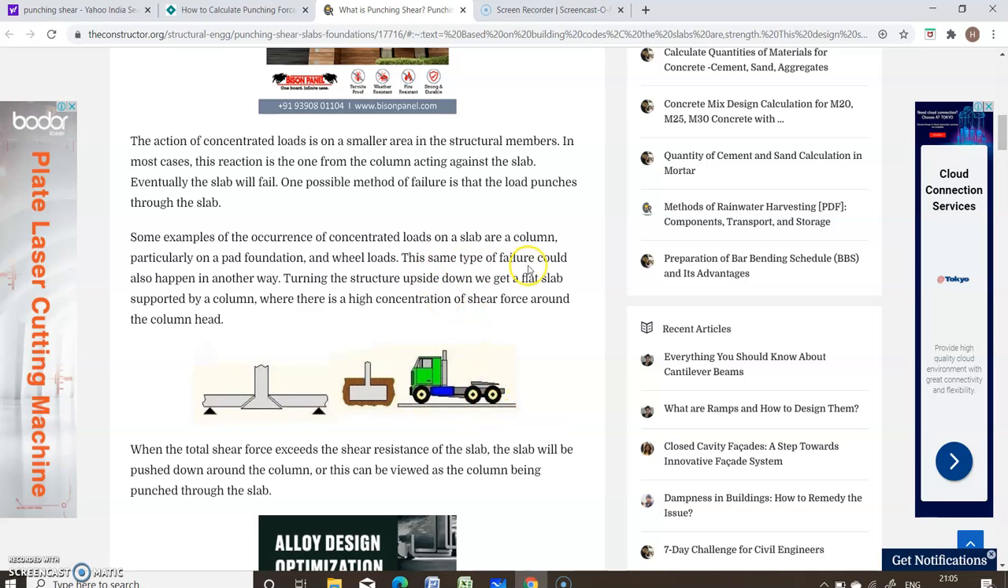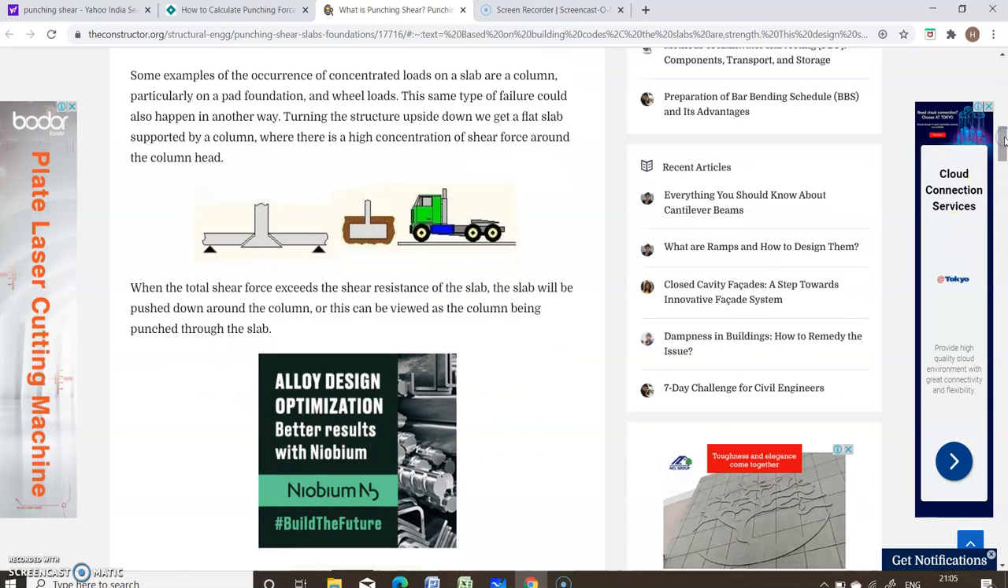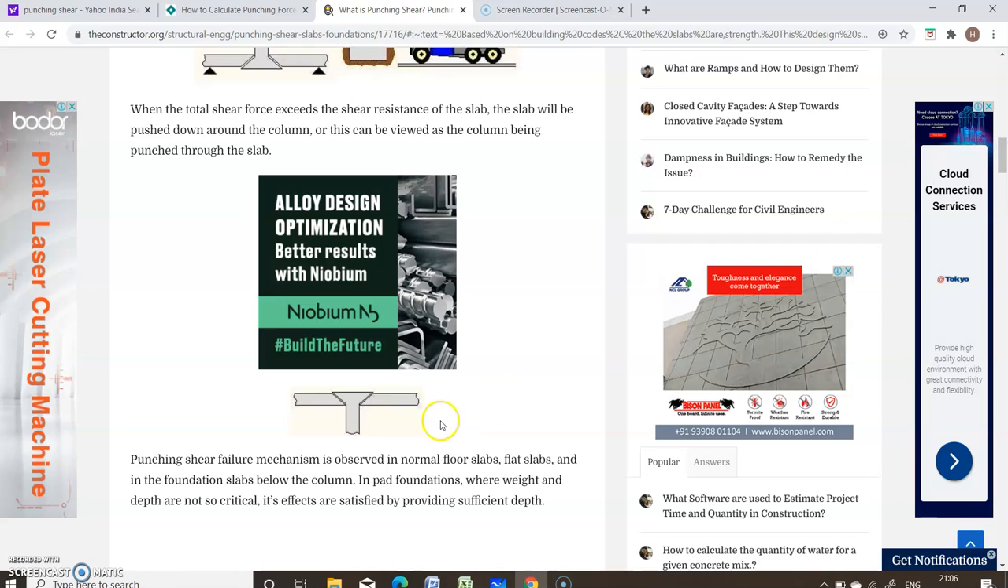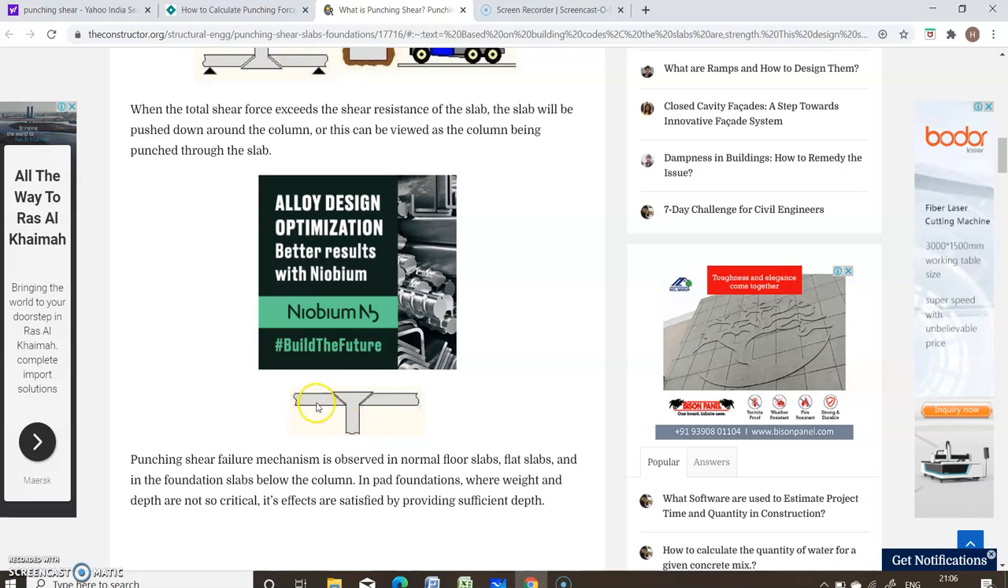This same type of failure could also happen in another way, that is by turning the structure upside down. That is, if a column is supporting a slab, we get a flat slab supported by a column where there is high concentration of shear force around the column head. When the total shear force exceeds the shear resistance of the slab, the slab will be pushed down around the column, or this can be viewed as the column being punched through the slab.